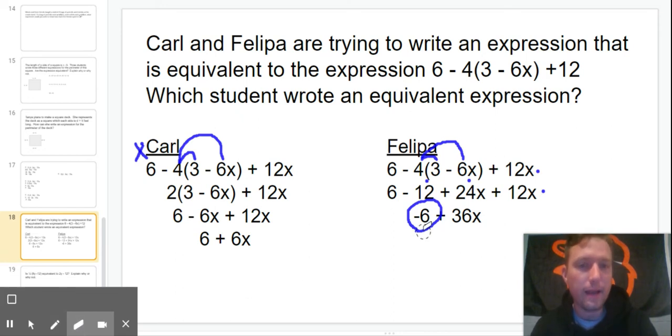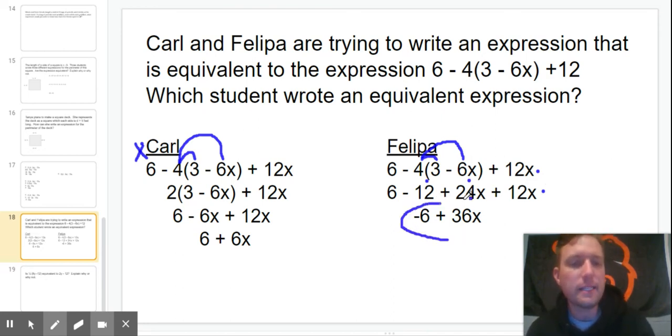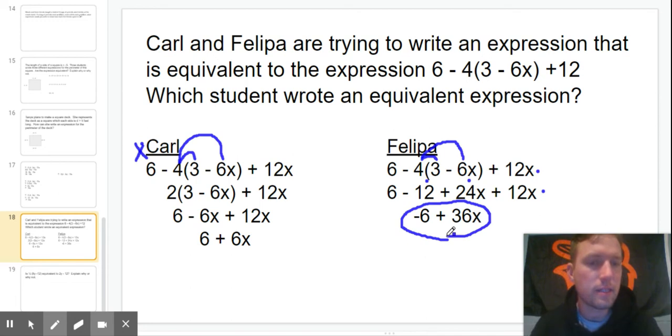So Philippa is correct. This expression of 6 minus 4 times 3 minus 6x plus 12x simplified does equal -6 plus 36x. So therefore, these would be equivalent. So she is correct.